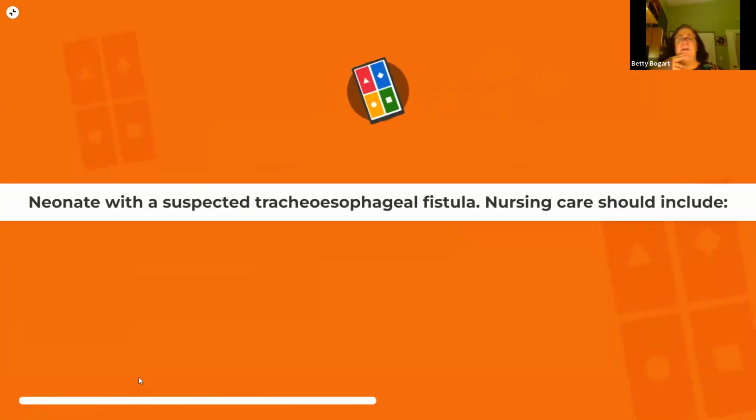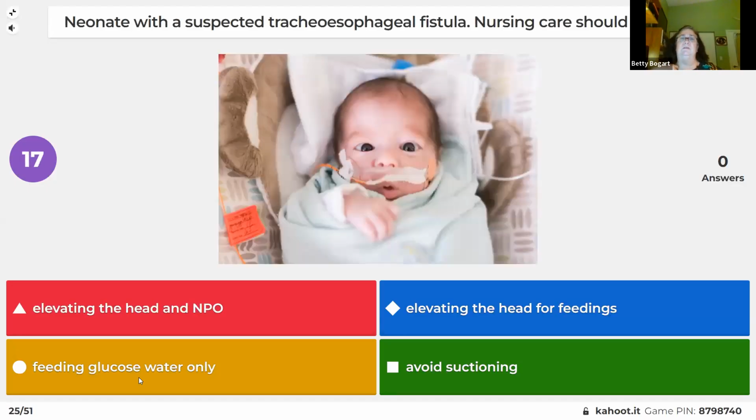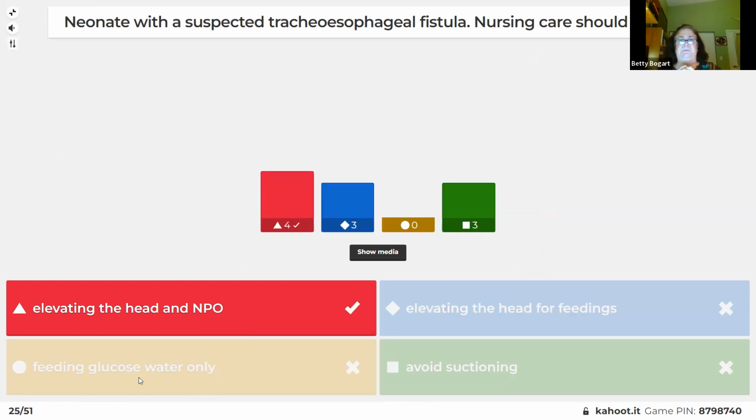A neonate with suspected tracheoesophageal fistula, the nursing care should include what? So tracheoesophageal fistula. Between the trachea and the esophagus, there's a tube called a fistula. What are you most concerned about there? So we're going to keep this child NPO, or else you're going to feed them right into their lungs, because there is a hole between the esophagus and the trachea, and it's going to go right into the lungs. So elevate the head of the bed, NPO, suction at bedside.